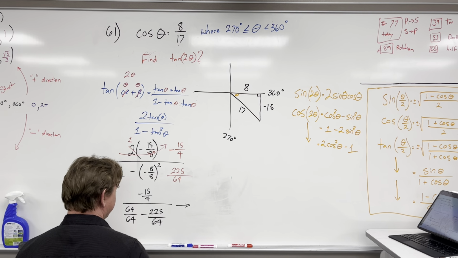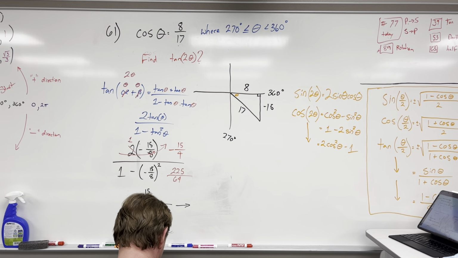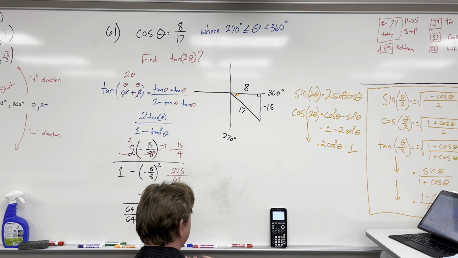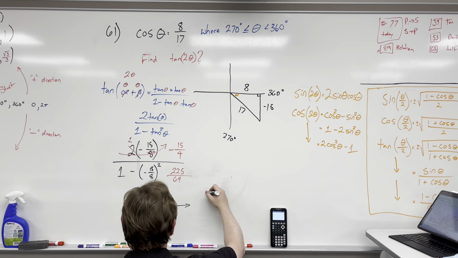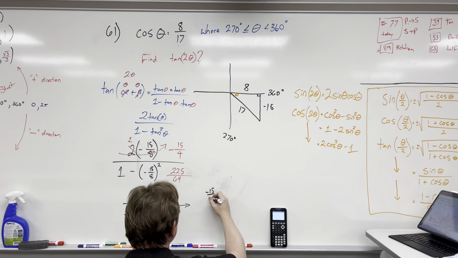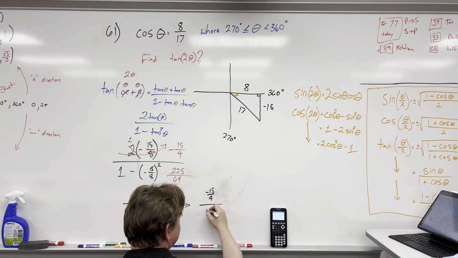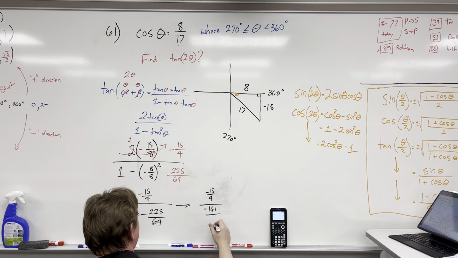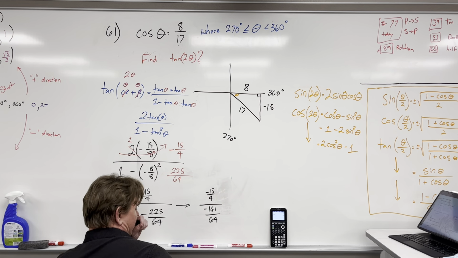So where's my calculator? What is 64 minus 225? Yes, correct. So we get this, negative 161 over 64. Okay? Then what do we do?